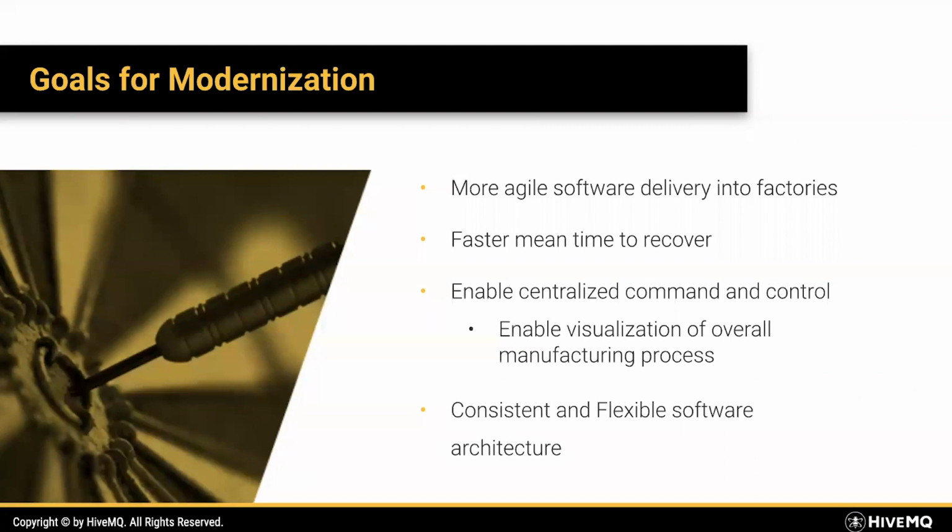But still, modernization is important, as we've seen, because of the business drivers. And usually the goals we see is that, I mean, software is eating the world, which Andreessen Horowitz said. This is also true, and software is also eating manufacturing at some point of time. And what we observe is that more agile software delivery into factories is a goal. So being more agile, which means reacting to change in a more sophisticated way, a faster mean time to recover in case something goes wrong. It's important that this time when something goes wrong is as short as possible. It's also about enabling centralized command and control and enabling visualization of the overall manufacturing process. And what is also very desirable to be future-proof is having a consistent and a flexible software architecture.